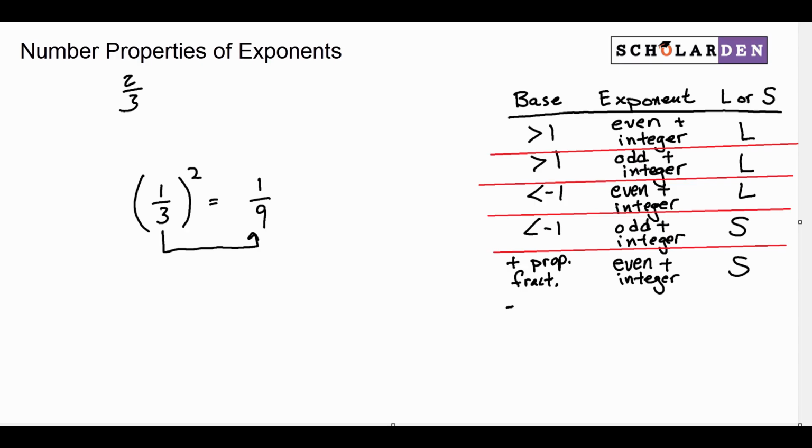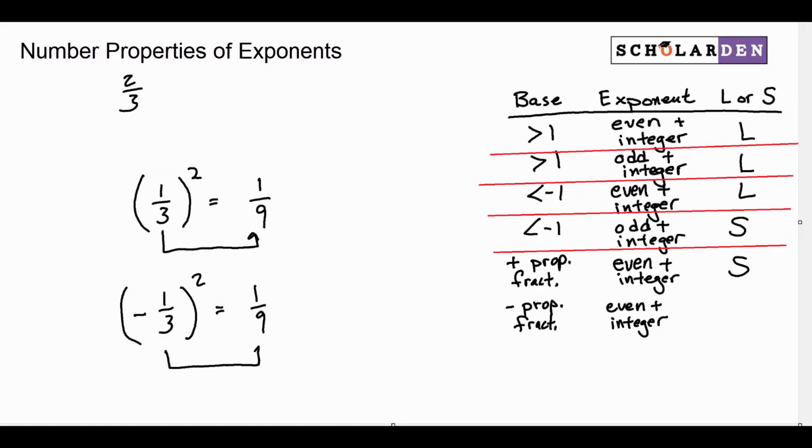Okay, let's do a negative proper fraction to an even positive integer. So what if we had negative 1/3 and we squared it? Now we're going to get a positive 1/9, and our number has gone up because any positive number is bigger than any negative number. So our number got larger.